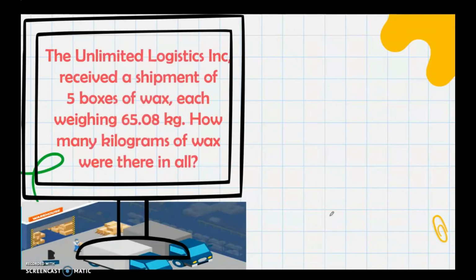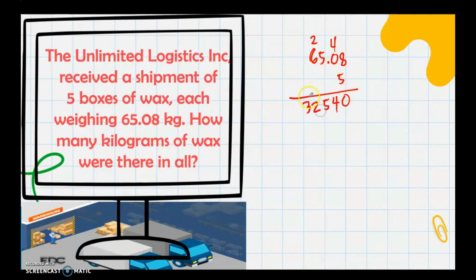The Unlimited Logistics Incorporated received a shipment of 5 boxes of wax. Each box weighs 65.08 kilograms. How many kilograms of wax were there in all? So, this is an application of multiplication of decimals. So we have 65.08. The process is, you just have to align it, then you multiply as usual. We have 40. 5 times 0 is 0. And 5 times 4 is 20, plus 5 is 25. Carry 2. 32.